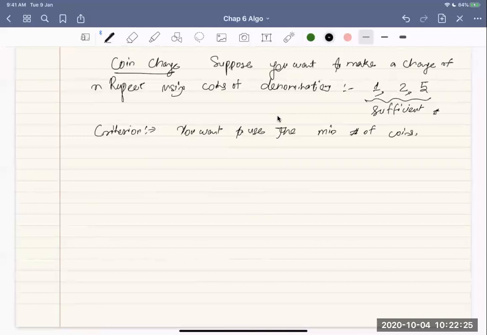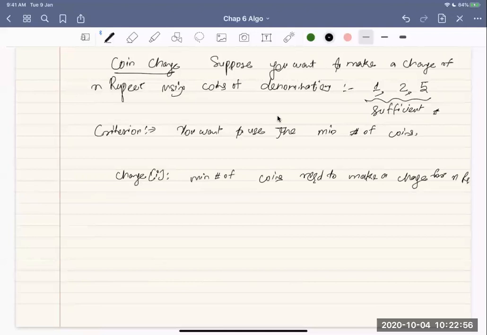So what will you do? You will say, okay, let me define my problem. Say change(i) is the minimum number of coins required to make change for n rupees. And then you have to write it in terms of the subproblems. So how will you do that?